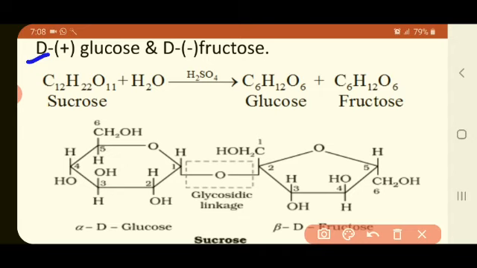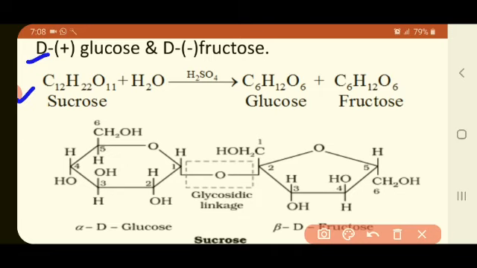So the reaction is shown here, that is C12H22O11 plus H2O. Now hydrolysis means addition of water. In presence of dilute sulfuric acid H2SO4 gives C6H12O6, that is 1 molecule of glucose and 1 molecule of fructose. This is called as equimolar.